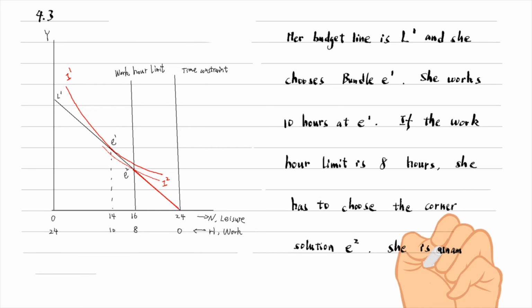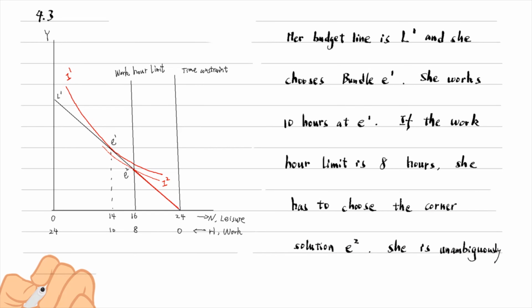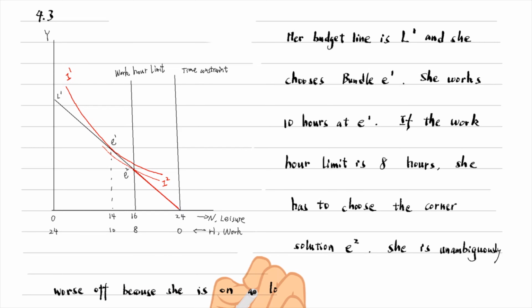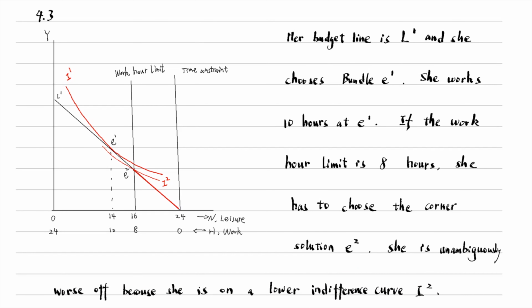She is unambiguously worse off because she's on a lower indifference curve, I2. The analysis is based on the assumption of the usual shaped indifference curves that are convex to the origin.